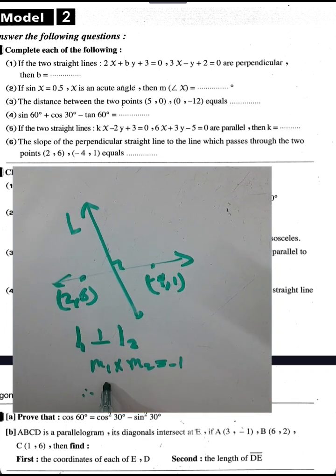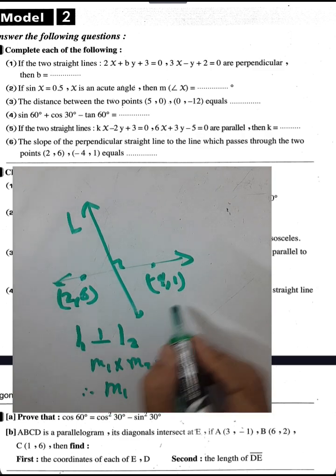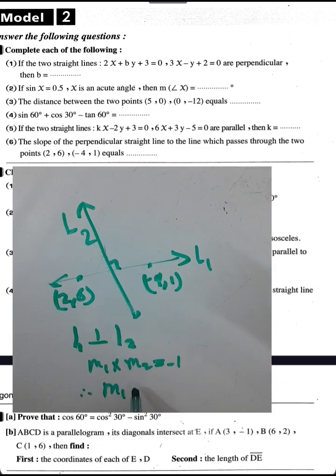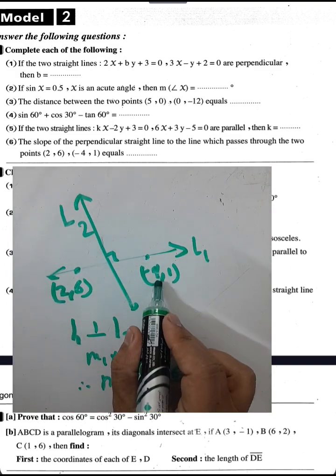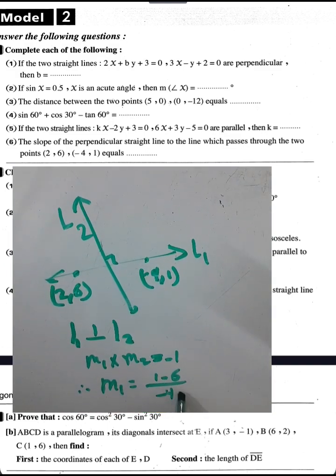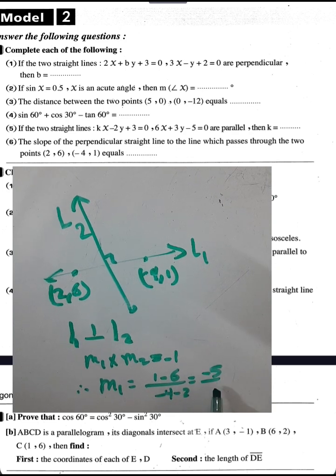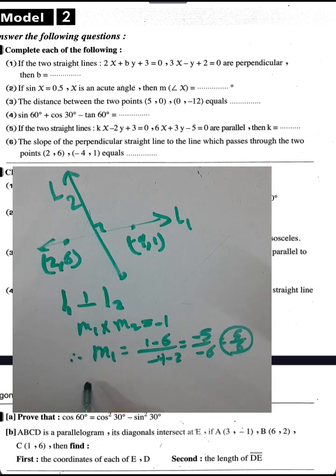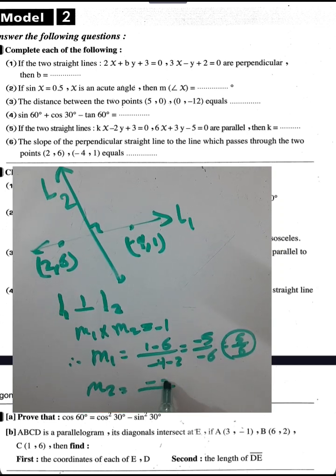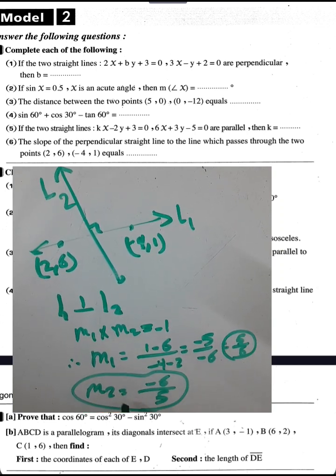Then we can find the slope of this straight line: y2 minus y1, 1 minus 6, over x2 minus x1, negative 4 minus 2. The result will be negative 5 over negative 6. The result will be 5 over 6. And then the slope M2 will be negative 6 over 5. Okay.